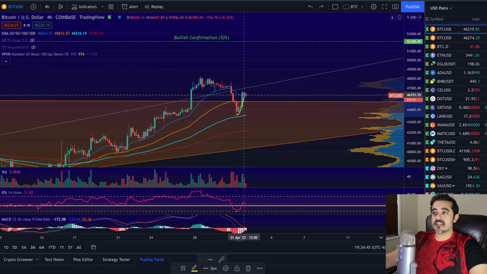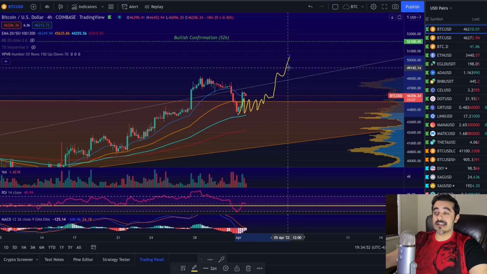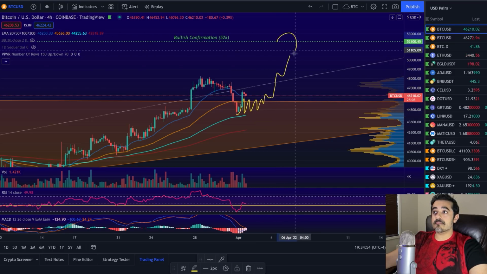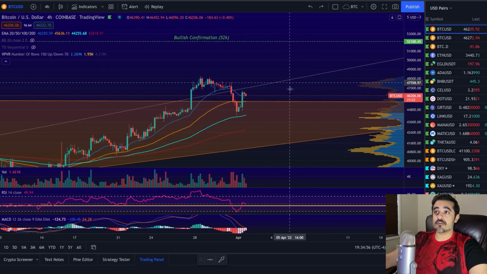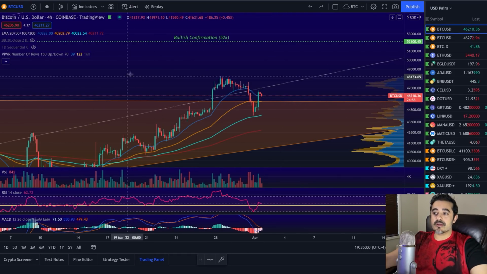When you start to see the price getting squeezed between these upper moving averages, it tells you that you could be in for an even bigger boost to the upside. If we are, well, that 52K bullish confirmation for our major ascending triangle is still looking really, really good. Overall, both of these time frames are showing me good things.